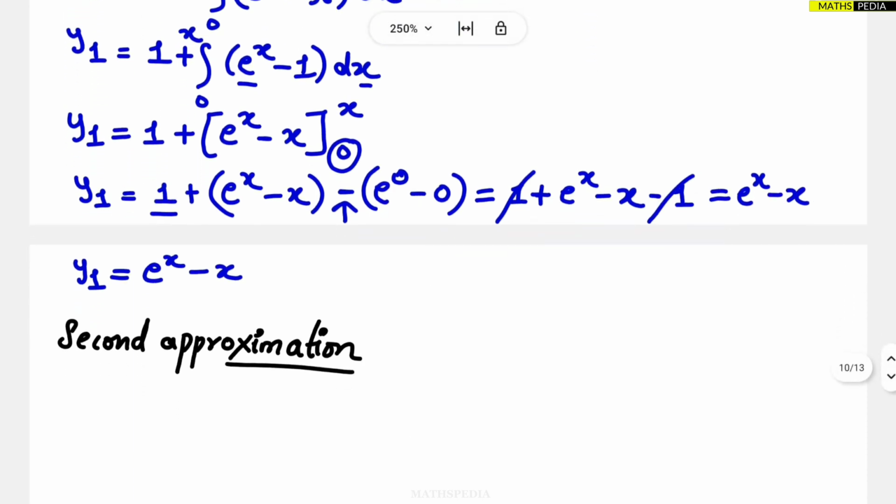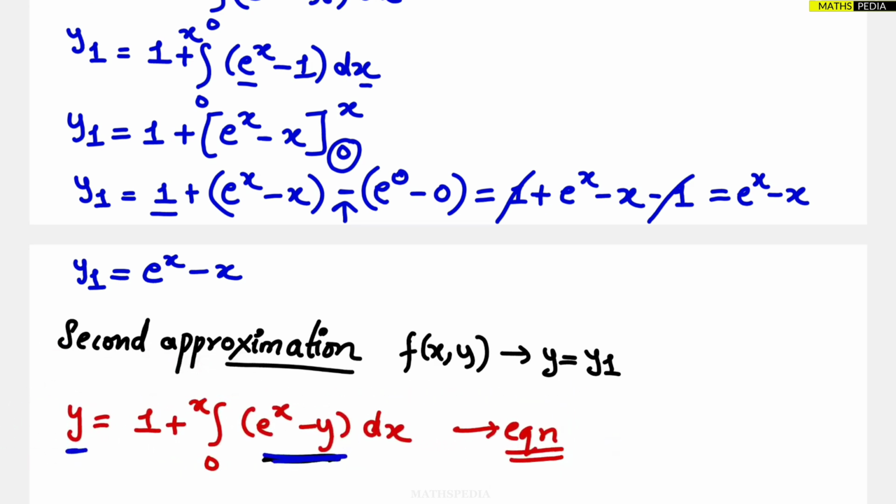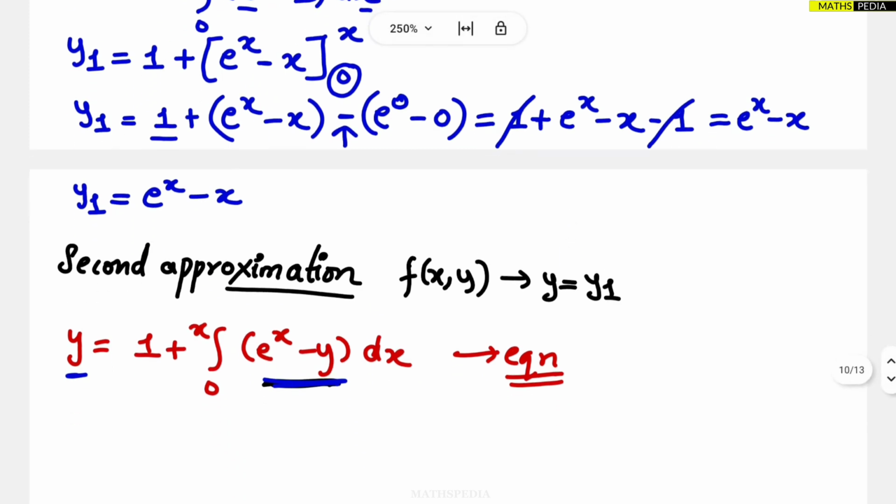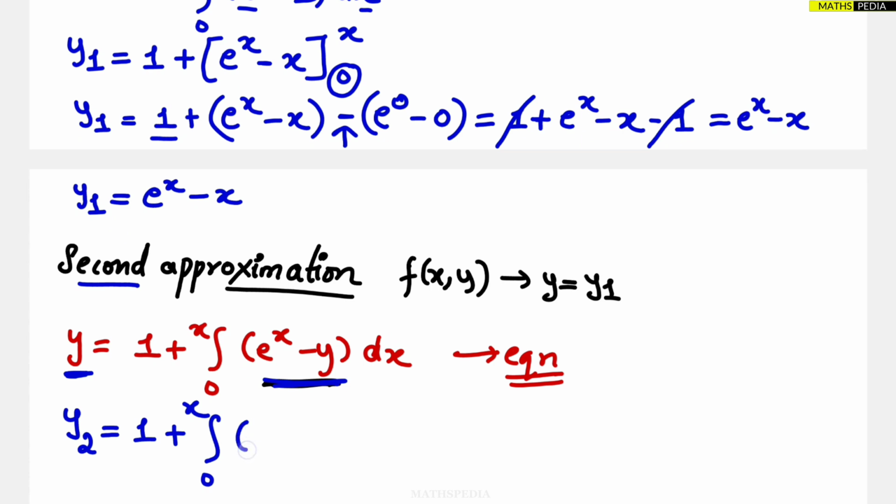Now we are going forward to the second approximation. In the second approximation, wherever the function of x and y is there inside the integral, there you are going to substitute y as y1. For understanding purposes I will copy paste the equation because we need the equation also. So this is the equation we had. Now we write y as y2, because it is the second approximation. So y2 is equal to 1 plus, inside the integral only y will change. So here e power x minus, instead of y it will be y1.